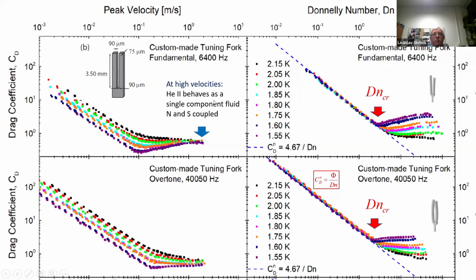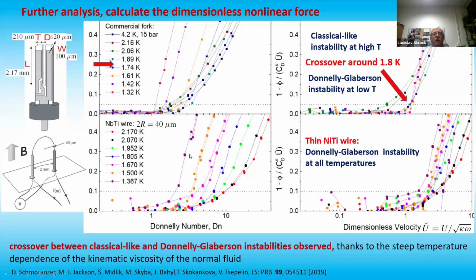So at high velocities, helium behaves as a single component fluid, and at low velocities, classical-like universal scaling is observed. And actually, with certain sizes of the fork, you can see this crossover. Below a certain temperature, in this case 1.10 Kelvin, we observed the Donnelly-Glaberson instability. At low temperature, everything collapsed here. But above this temperature, everything was due to classical-like instability. So we see that the crossover between Donnelly-Glaberson instabilities and just classical-like instability can be observed.